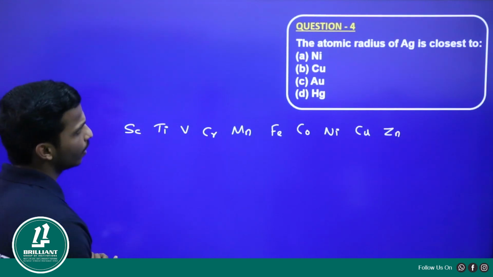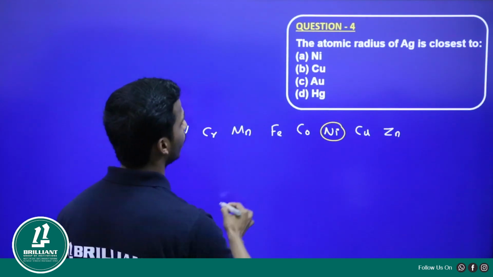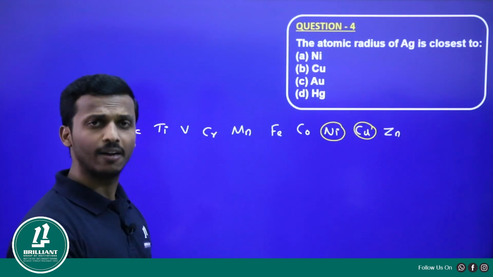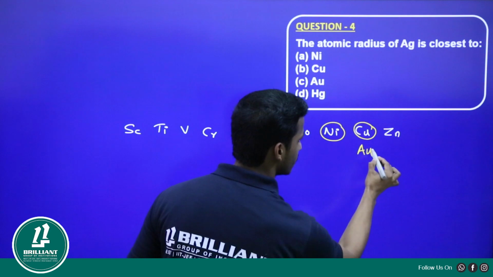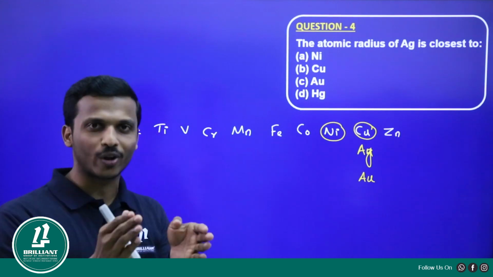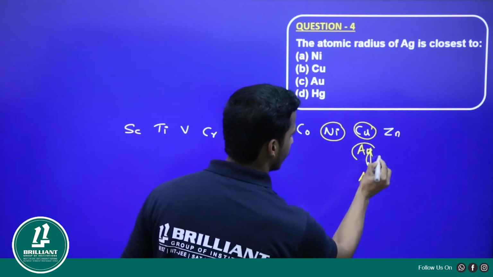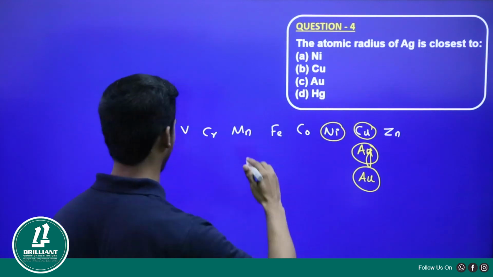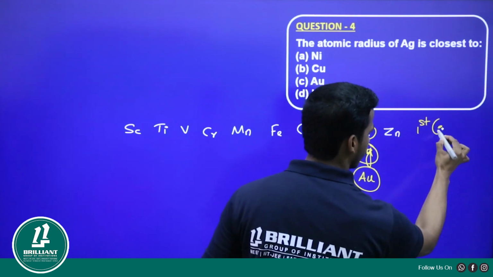Now coming to the next one. Here you already mentioned the elements. Nickel is there, okay. Copper is there, okay. And you have silver and gold. Where are silver and gold located? Silver and gold are just below copper. Copper, silver, and we have gold. So copper, silver and gold are located in the same group. Okay. So here, nickel, copper, silver and gold, while you consider, the atomic radius of silver is closest to. Student, this first series is known as the first transition series, or it is called the 3D series.